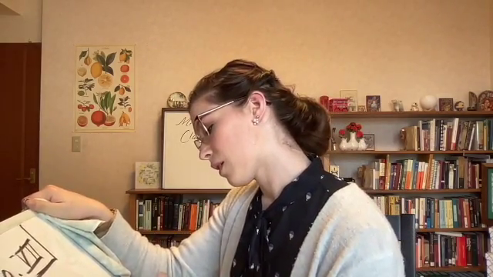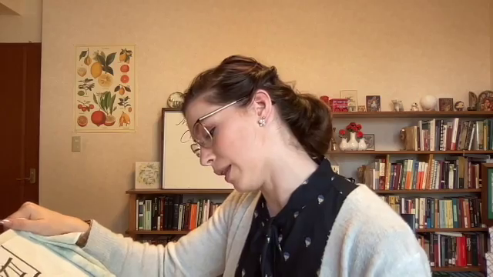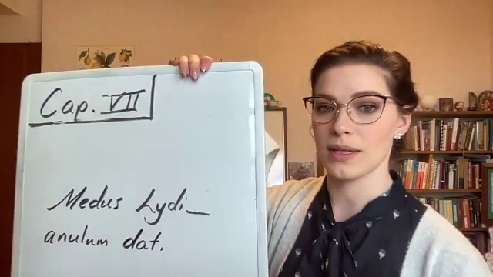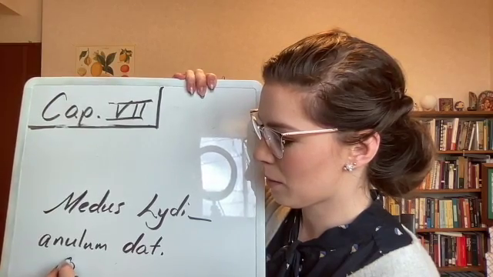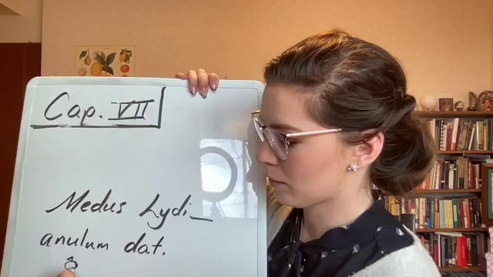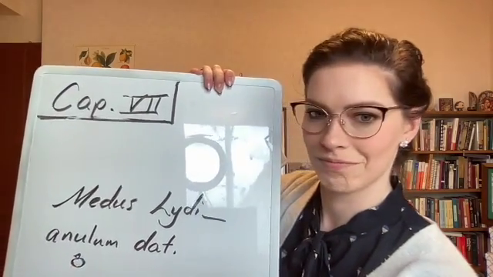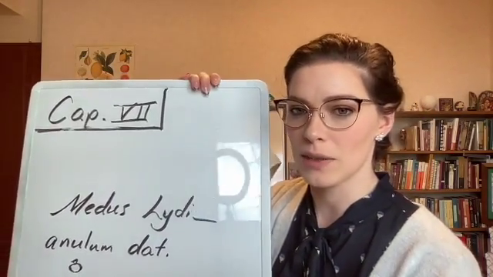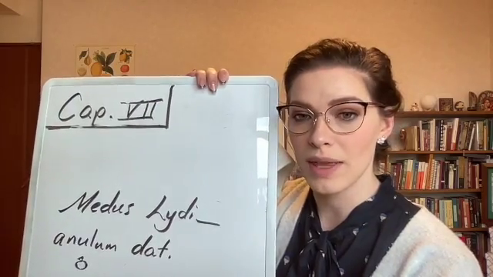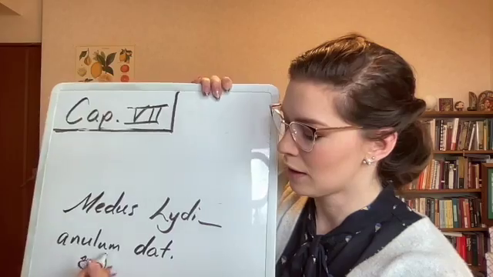This is kind of a spoiler for the next chapter, but we'll do it anyways. So if you know this, Medus has a girlfriend named Lydia. So Medus, Lydia, anulum dat. And anulum, by the way, this is an anulum. It's a ring, guys. So Medus gives Lydia a ring. We need to know that Lydia is the one receiving this ring, though. So give me the ending to show that Lydia is the one receiving this bit of bling.